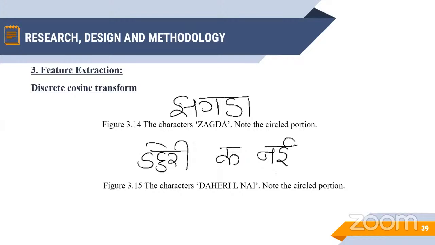Then the discrete Gaussian transform. This is one method that identifies the features. Those features are round in the letter, for example the G, which has a round symbol. Again here, all the things are round, right? For the same, which method is used? The discrete Gaussian transform method is used.